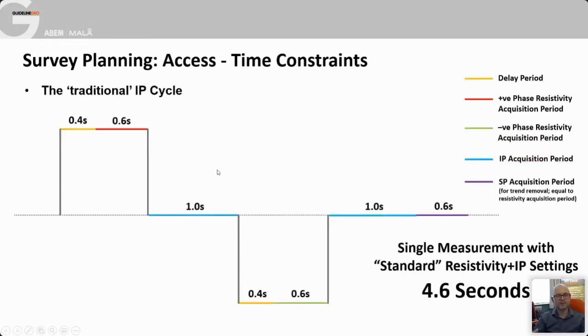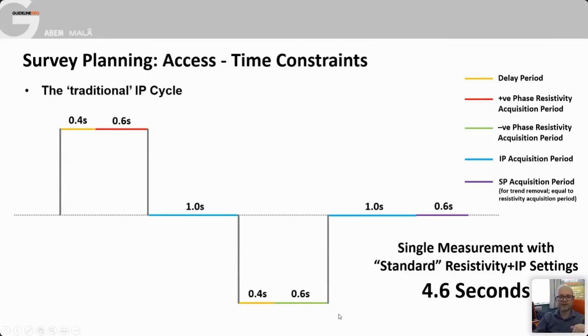Again, on time constraints, we need to think about if we've decided to use IP, how that will impact our survey. So this is what a typical IP waveform looks like. This is what the current injection looks like. We switch the current on, we wait for the voltage in the ground to stabilize, then we take our resistivity measurement. We then switch the current off so that we can take the IP measurement, the chargeability assessment. And the current needs to be off for at least as much time as the current was switched on for to allow the complete relaxation of the ground, complete dissipation of the voltage.